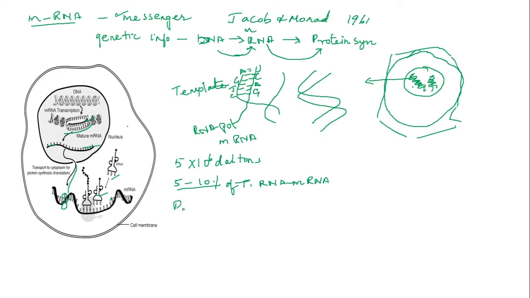In prokaryotic organisms, in prokaryotes, mRNA is metabolically unstable. That is, it has a very short half-life period of around 2 seconds to 2 minutes. And this very short half-life period will destroy the mRNA within this time.